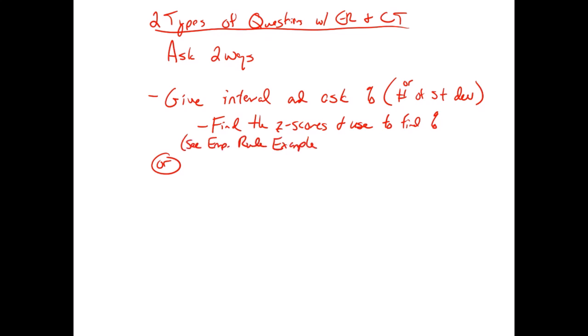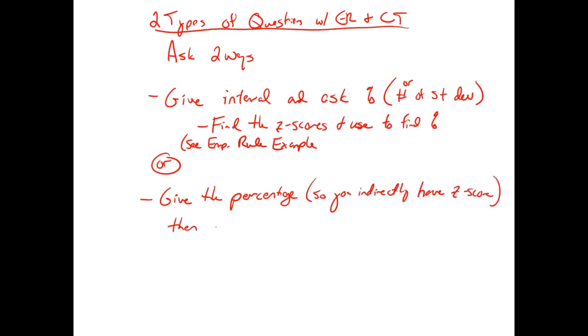So I can give it to you that way, or I could give you the percentage, which really, if I'm giving you the percentage, I'm giving you those z-scores indirectly. And then you have to find the interval. So to find that interval, to get the data value back, if you have that z-score, x is equal to the z-score times the standard deviation plus the mean.